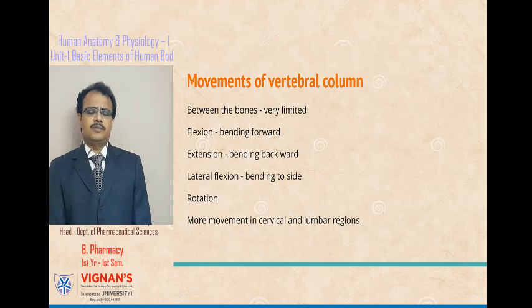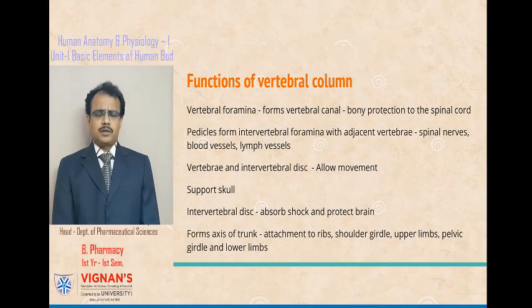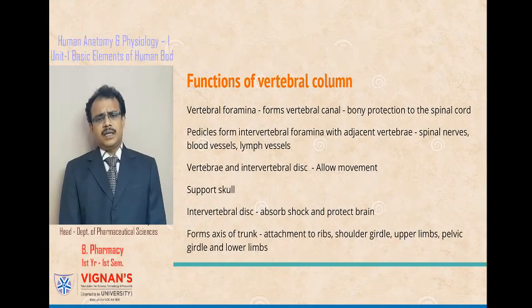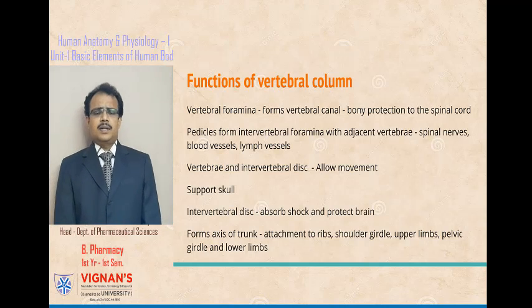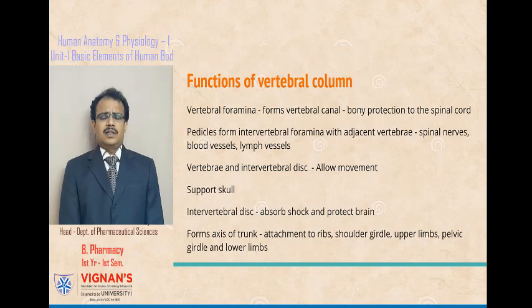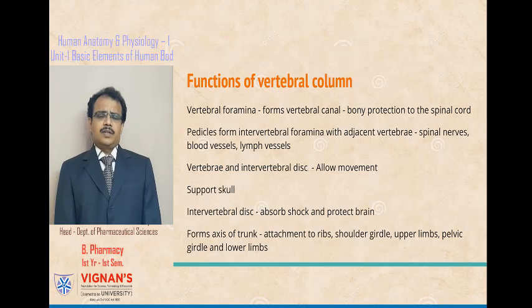Now let's see the functions of this vertebral column. We have seen all these vertebrae, they are necessary for maintaining the weight of the body, and this is possible with increase in size of the vertebrae from the cervical vertebrae to the lumbar vertebrae. And there is a vertebral canal through which the spinal cord runs from the brain into the vertebral column. There are intervertebral foramina through which the spinal nerves enter or leave the spinal cord, and the blood vessels and lymph vessels enter or leave the vertebral canal.